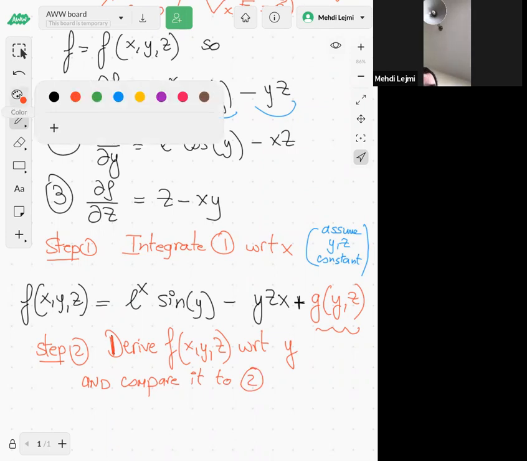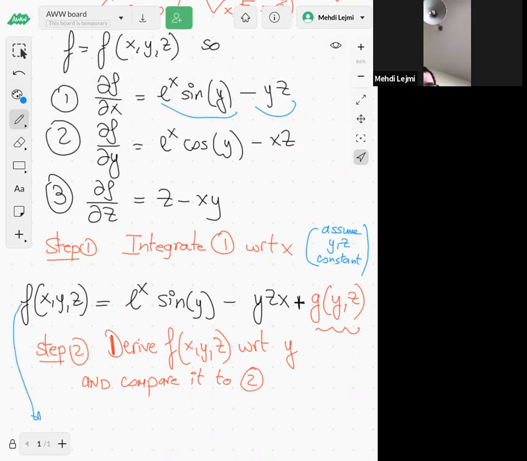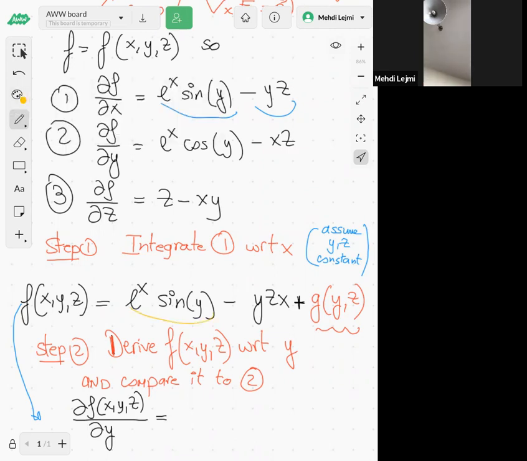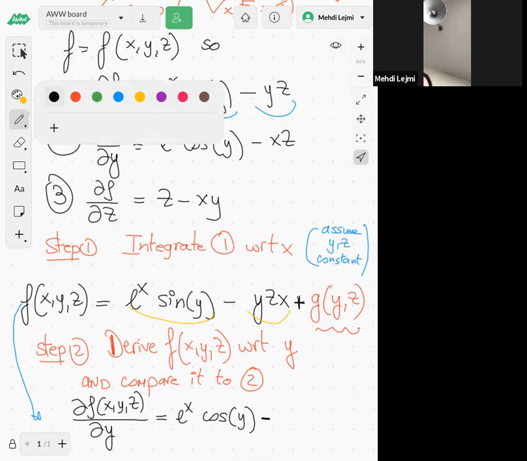So what's the derivative of this function f here with respect to y? So the derivative of f(x, y, z) with respect to y is going to be equal to, first, e to the x sine of y. The derivative, x is a constant, and the derivative of sine of y is just cosine of y. So that'll be e to the x cosine of y, minus, and then what will be the derivative of yzx with respect to y? It's just the constant zx. So it's minus zx.